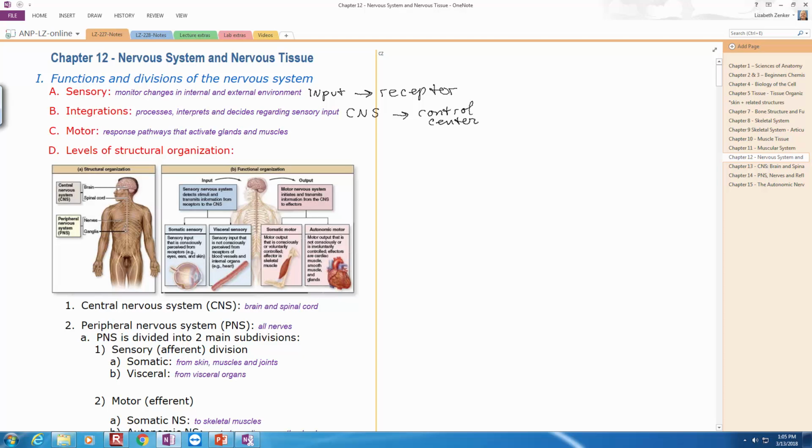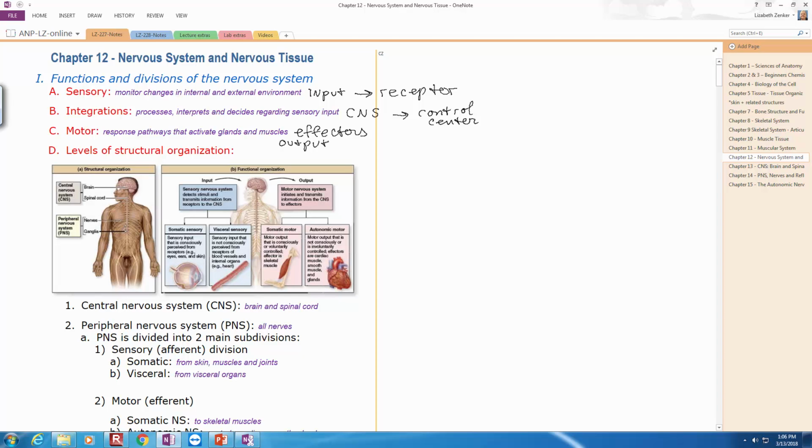And then for motor, what do you guys think motor is? So it says it's response pathways that activate glands and muscles. So maybe if something that we were touching is a little too warm for us, we think it's a little hot, and we don't want to hold on to it anymore, our brain decides that we don't want to do anything with it, and it tells our muscles to let go and don't hang on to it, right? So these would be the effectors, which is the output.